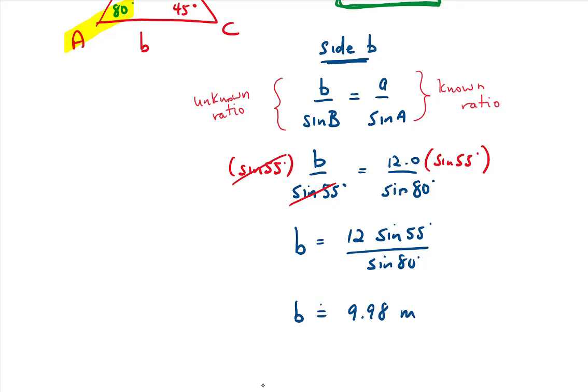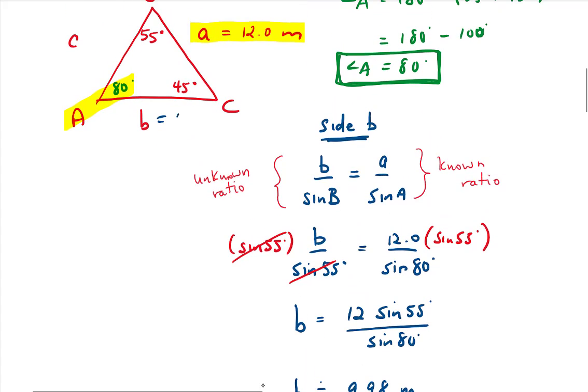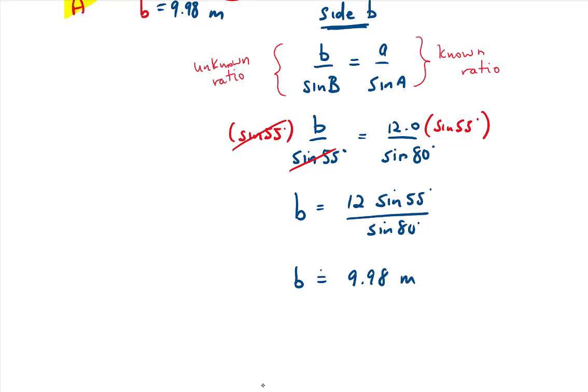So there's side B. We can add this to our chart if we like. So side B is equal to 9.98. Last side we need to find is side C. So let's do that here. We want to find side C.